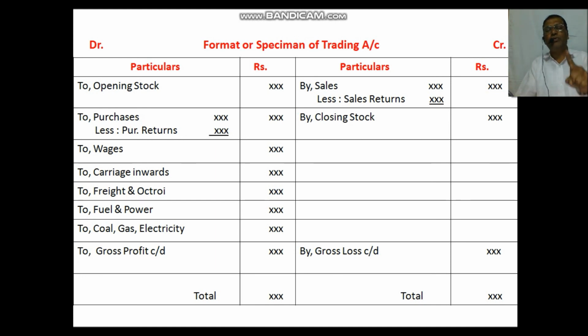All production expenses are entered in the trading account. All administrative expenses, sales and distribution expenses, office expenses are entered in the P&L account. All assets and liabilities are entered in the balance sheet.